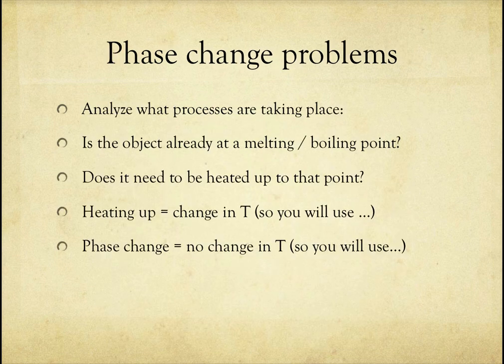So what do you need to do with phase change problems? First of all, analyze what processes are taking place. Ask yourself, is the object at the melting point or is it at the boiling point already? So the added Q, will it go into melting or boiling? If it's not, then you need to figure out how much energy is required to bring it to the boiling point. And then just add all those Qs, and that's it.